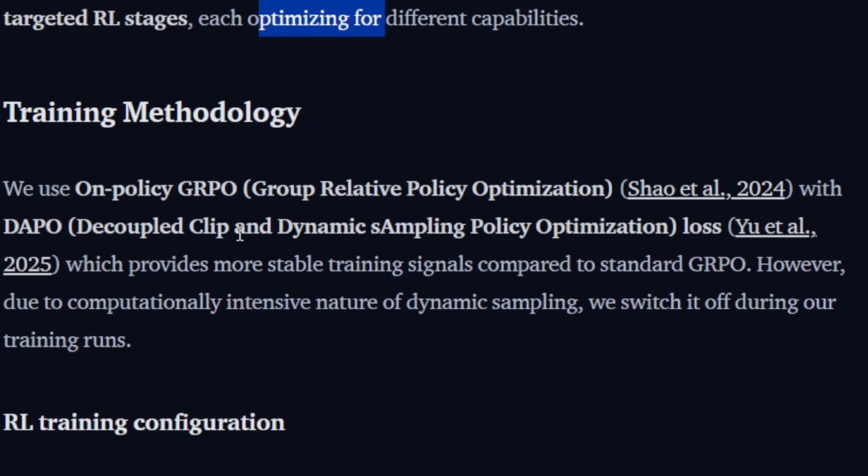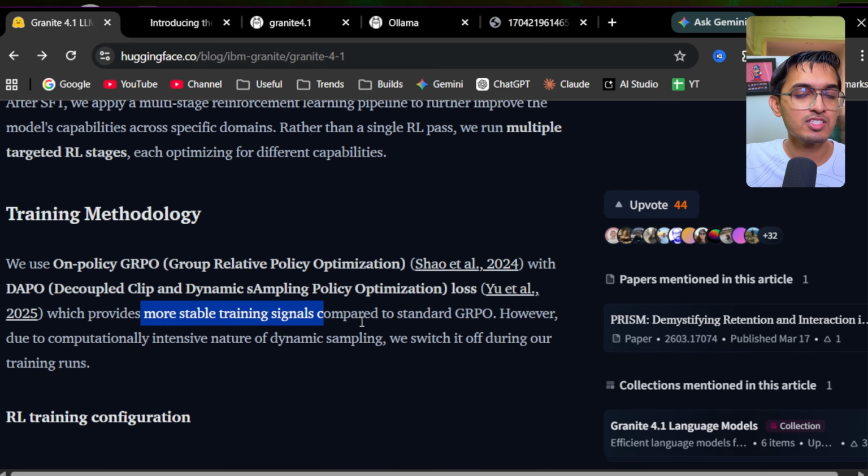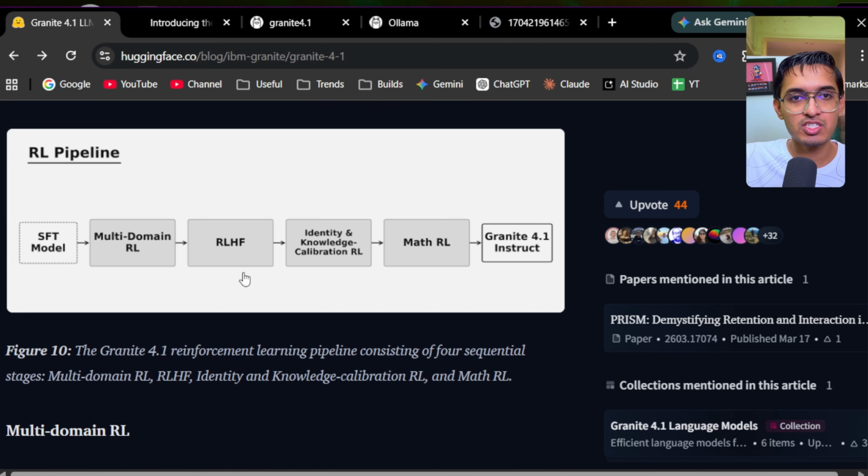For training, they utilized GRPO, which is Group Relative Policy Optimization, and they also paired it with the DAPO loss, which provides more stable training signals compared to the standard GRPO used earlier. This inherently uses dynamic sampling, but as it is very computationally intensive, IBM switched it off during their training runs. There are 4 different sequential stages in the RL pipeline.